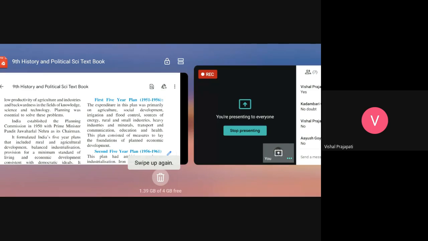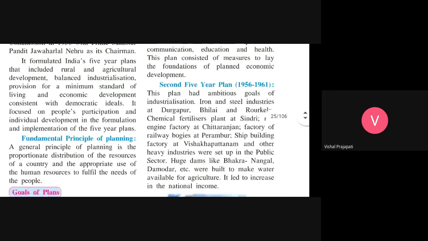So here comes the next 5-year plan, the second 5-year plan. It starts from 1956 to 1961, 5 years. Okay, so the second 5-year plan had ambitious goals for industrialization.